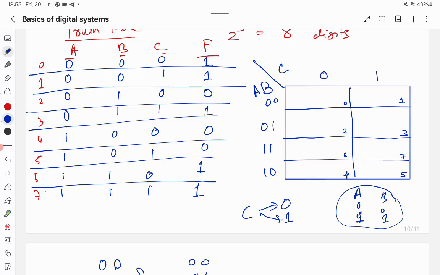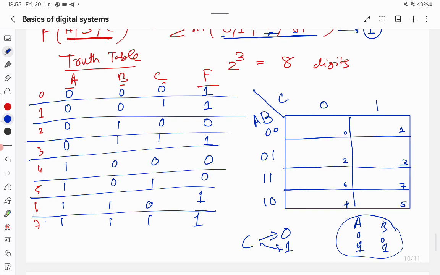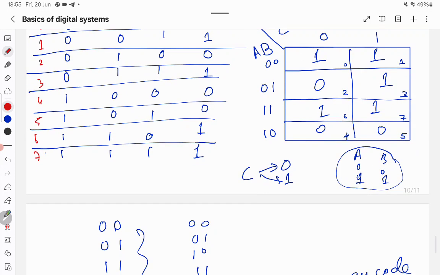So let's fill in the outputs: at 0 output is 1, at 1 output is 1, at 2 it is 0, at 3 it is 1, at 4 you see it is 0, at 5 it is 0, and 6 and 7 are 1 and 1. If you draw the k map, you can take pairs of 1s: 2, 4, 8 or 16. If there is no pair, then you will take only one.